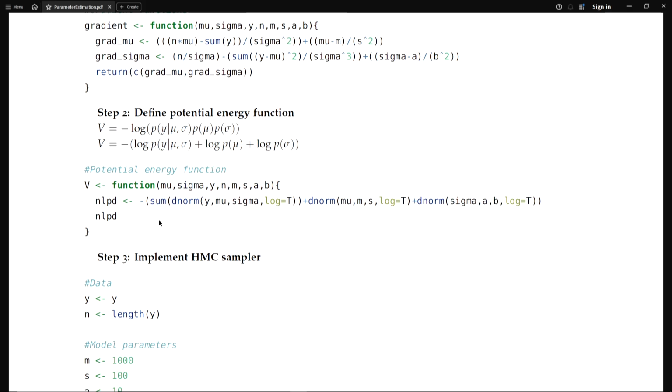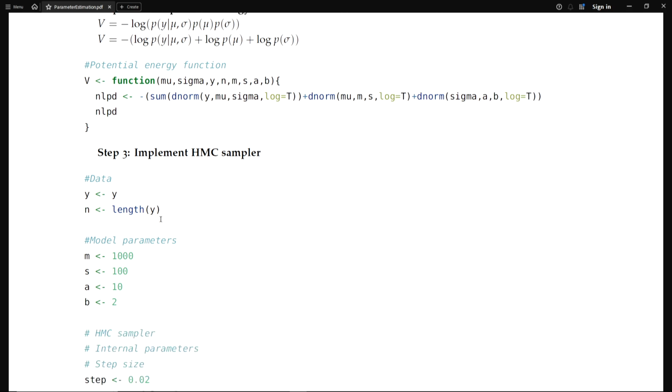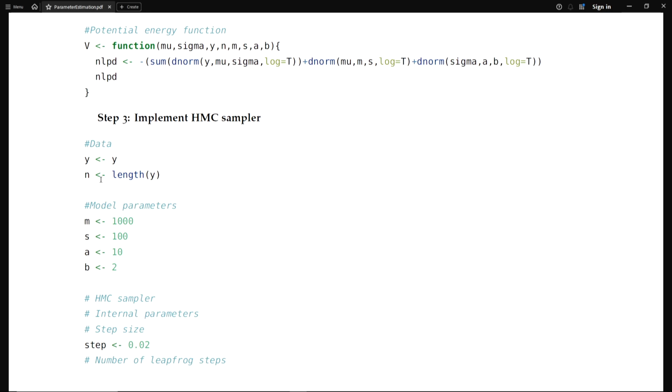Once I have these two functions, I am good to go, because now I do not need to do any further analytical derivations. I can just use these functions for further sampling, right? So this is how the HMC sampler looks.